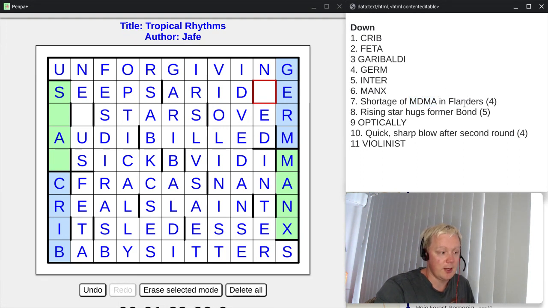So how does that work? Ned Flanders from The Simpsons, not the area in Belgium, Flanders, but Ned from The Simpsons. And MDMA is a drug, also known as ecstasy or E. So E inside Ned gives us need, which means shortage. And that goes in there. And we had that word's counterpart already, which is feta here.